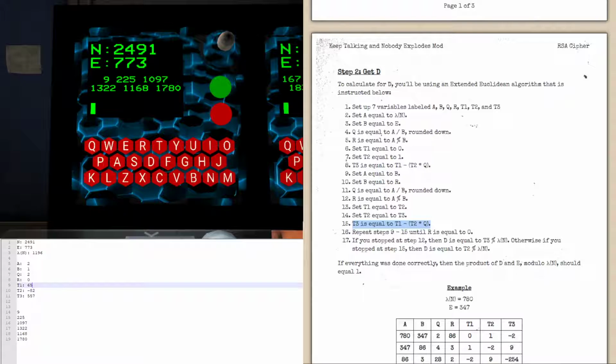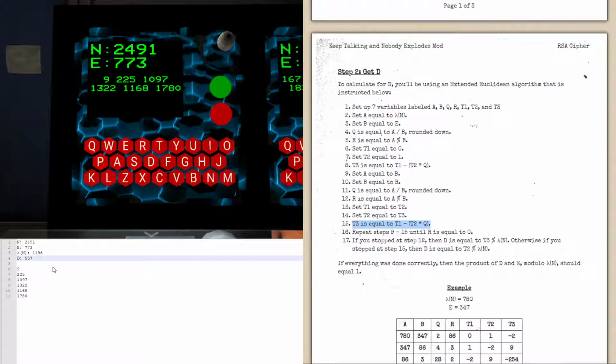Because when we actually go to the whole sequence, this becomes negative 82, this becomes 557. You see after step 14 that our d value is going to be t2 instead of t3 in this case. But in either one, our d value is going to equal that value, which is 557. And this 557 is going to be modulus by lambda n, which it already is. If it was negative, then you obviously need to modulate it, so it becomes a positive value.